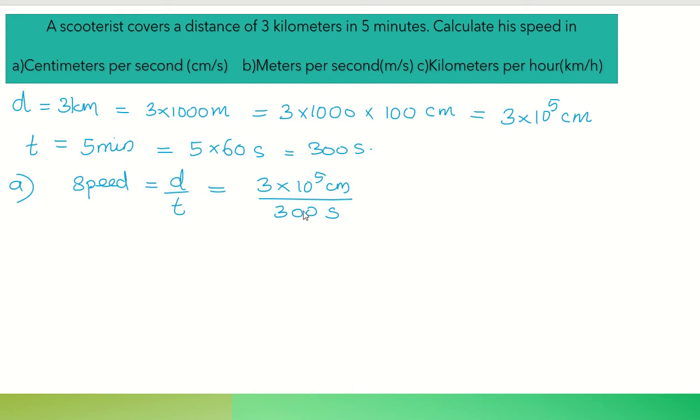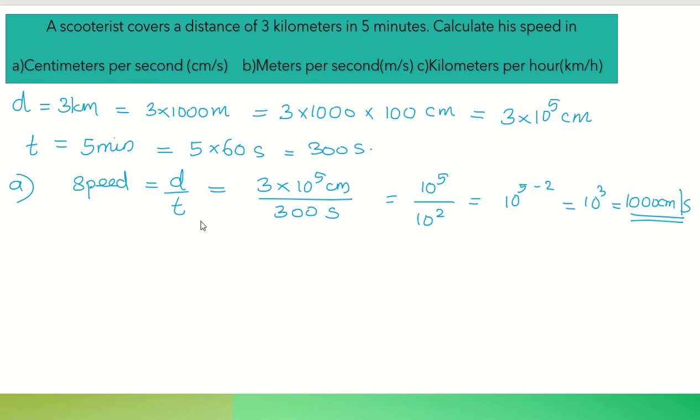3 and 3 cancel. In the denominator we have 10 power 2. So this is going to be 10 power 5 divided by 10 power 2. 100 is 10 power 2. So x raised to n divided by x raised to m is x raised to n minus m, right? You might have already studied that in maths. So this is 10 power 5 minus 2. So this is 10 power 3, or 1000 centimeter per second.